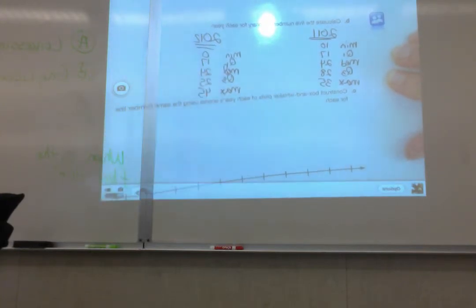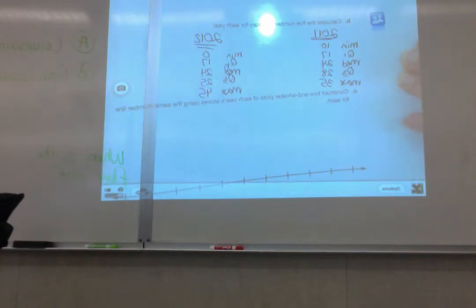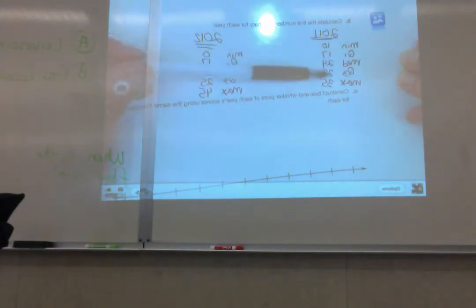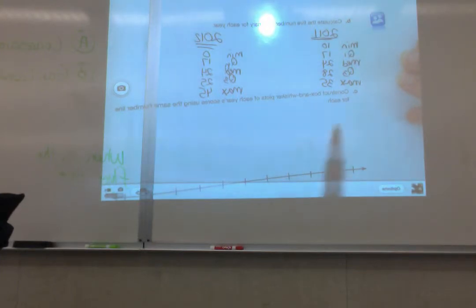Wow. What do you notice? Very similar, huh? Extremely similar. But wait a minute. Oh yeah, the min is different. Okay, but a lot of the middle stuff is the same. The difference between the min and the max is kind of the same. Construct a box and whisker plot for each year's score using the same number line.